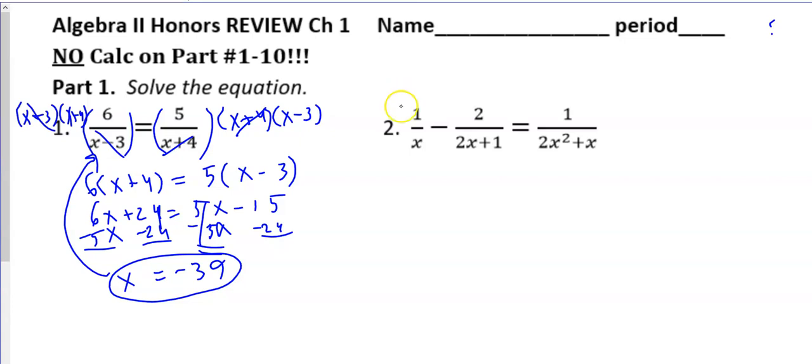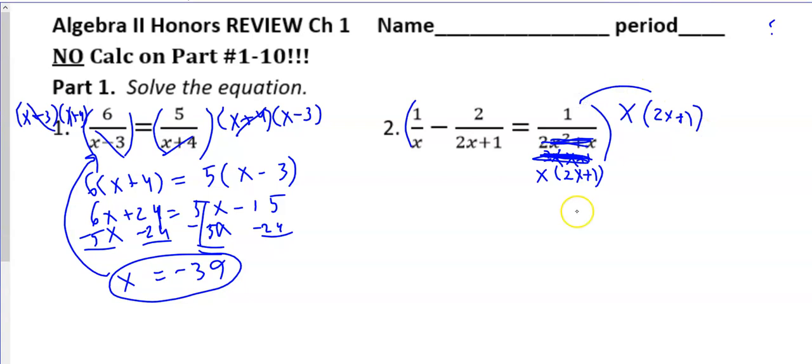On this one, again, multiply everything by the LCD. LCD of this one, if you look at this one as, this is really 2 times x, it's really x times 2x plus 1. There we go. So if you look at the LCD here, it's both those things, right? It's x times 2x plus 1. So if you distribute that to everything here, on this side, everything cancels, you just get 1.